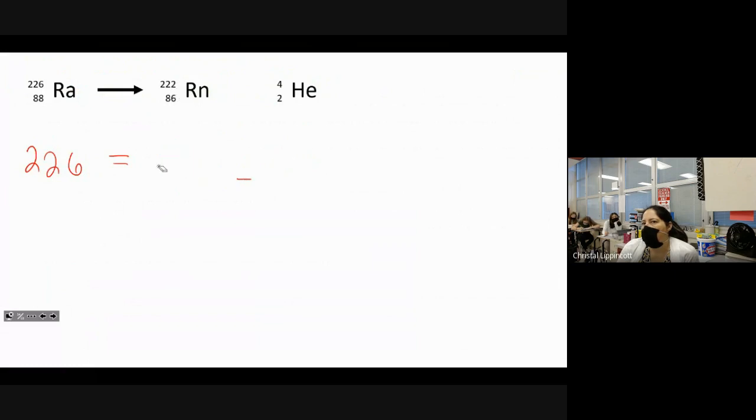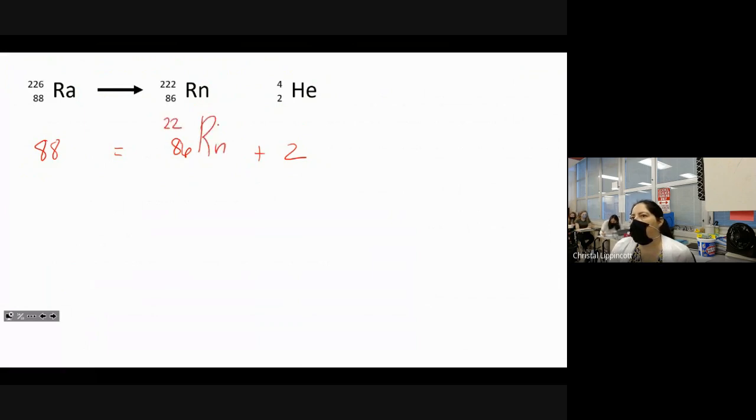And then if you look at the bottom part of the equation, it's the same thing. So 88 equals blank plus 2. So what goes here? 86. And then you look at your periodic table to figure out what element to put here. So if you look at number 86 on your periodic table, it is Rn. And that's where they get the numbers for these.